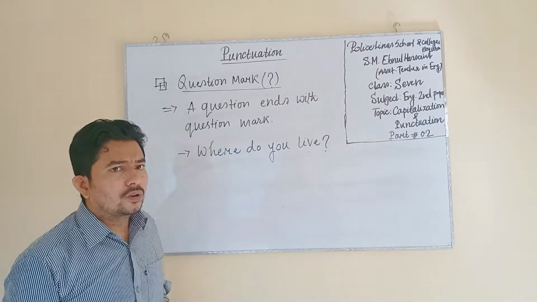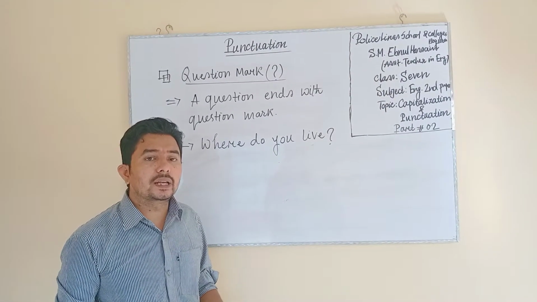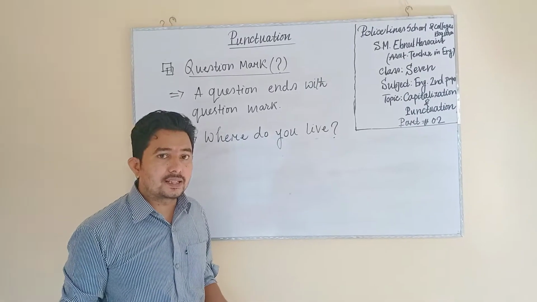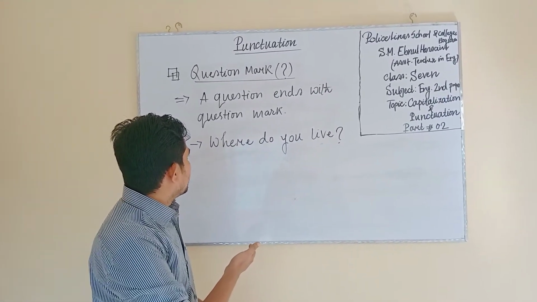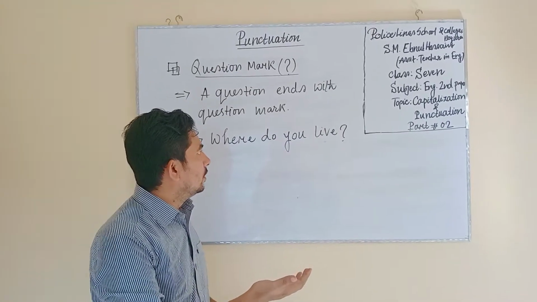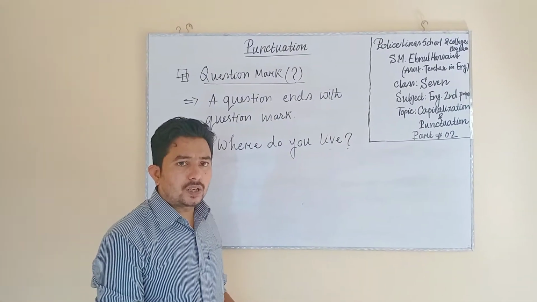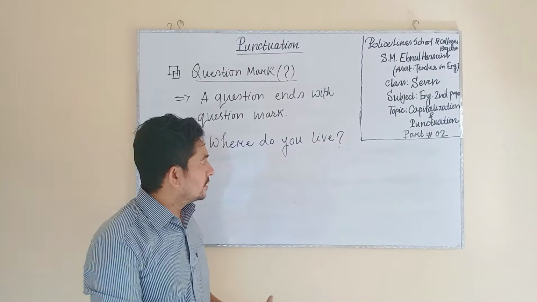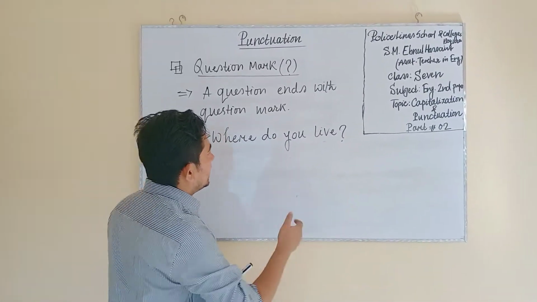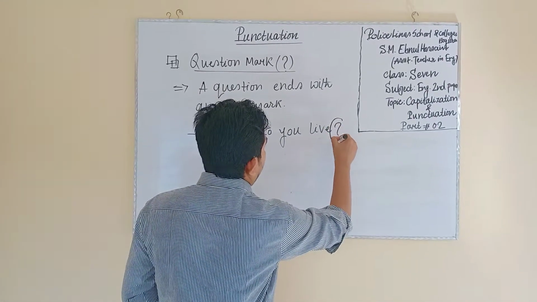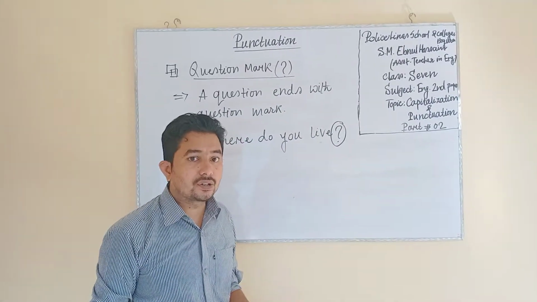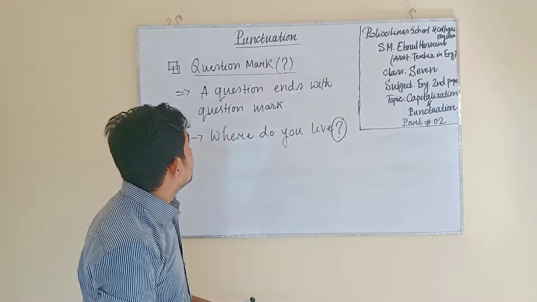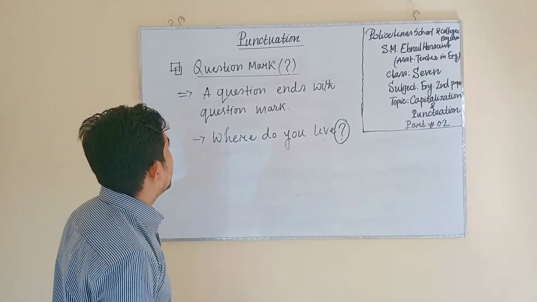That means we use a question mark to make an interrogative sentence. Notice the example, where do you live? This is the question, and this question ends with the question mark. This question mark is also known as the note of interrogation. So this is the use of question mark.